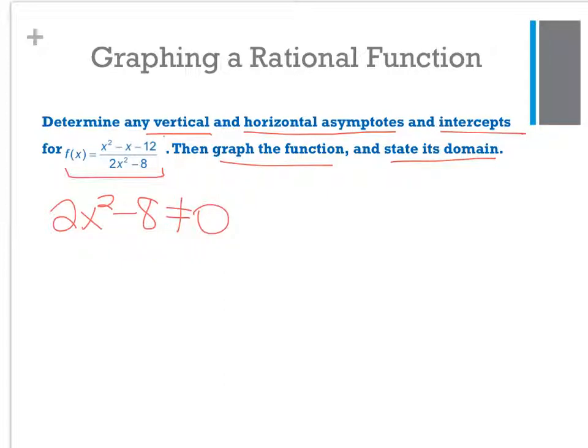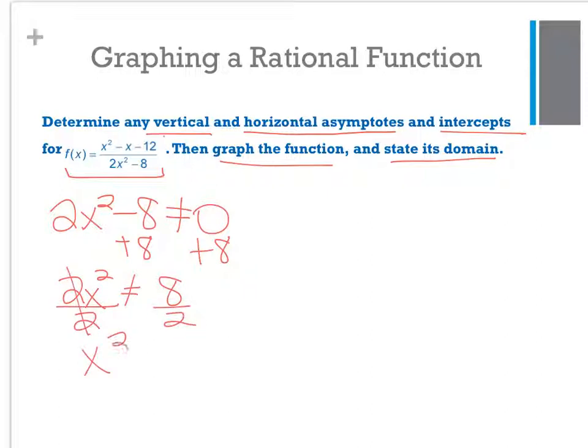2x squared minus 8 cannot equal 0. I'm going to solve that for x. So I'll add 8 to both sides, get 2x squared cannot equal 8, divide by 2. I get x squared cannot equal 4. And I want to remove the exponent, the square here, so if I square root both sides, I get x cannot equal plus or minus 2. So remember, when we square root both sides of an equation, we need a plus or minus in front of our solution. Square root of 4 is equal to 2, so we get x cannot equal plus or minus 2.